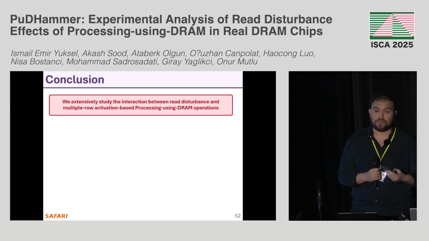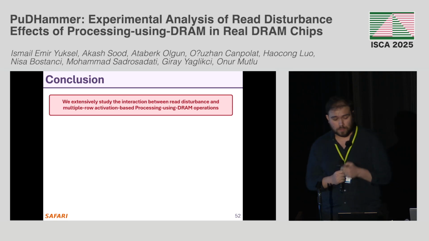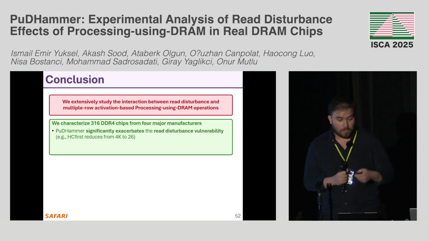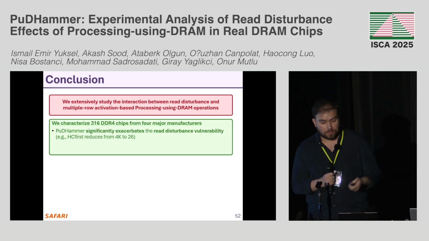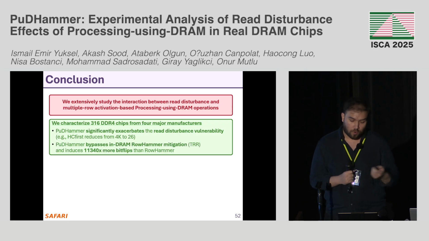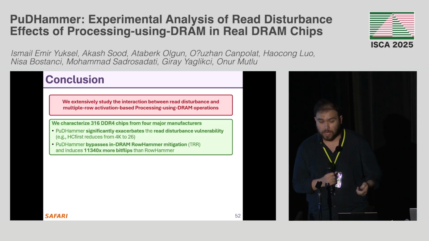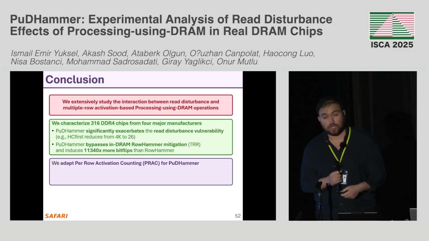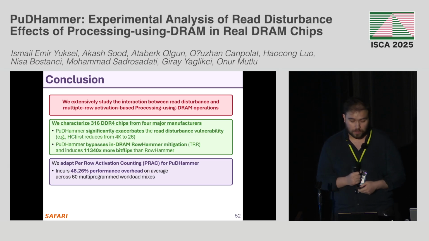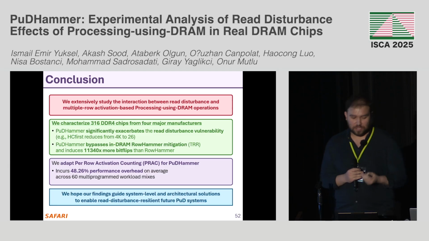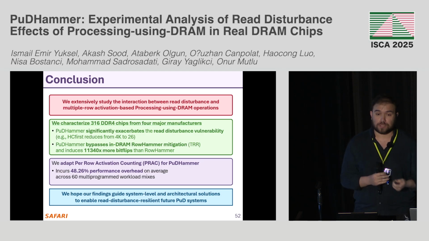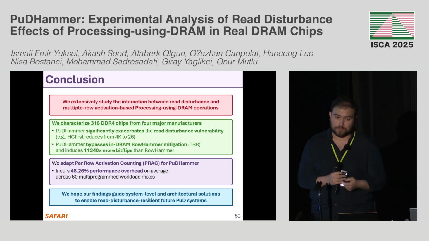So we extensively studied the interaction between read disturbance and multiple row activation, and we tested many DDR4 chips from 4 major manufacturers. We observed that multiple row activation, PuDHammer, significantly exacerbates the read disturbance vulnerability. It bypasses in-DRAM RowHammer mitigation, and it induces many more bit flips than RowHammer. And we adapt per-row activation counting for PuDHammer and observed that it incurs almost 50% average system overhead. And we hope and expect our findings guide system-level and architectural solutions to enable read-disturbance-resilient future processing-using-DRAM systems.